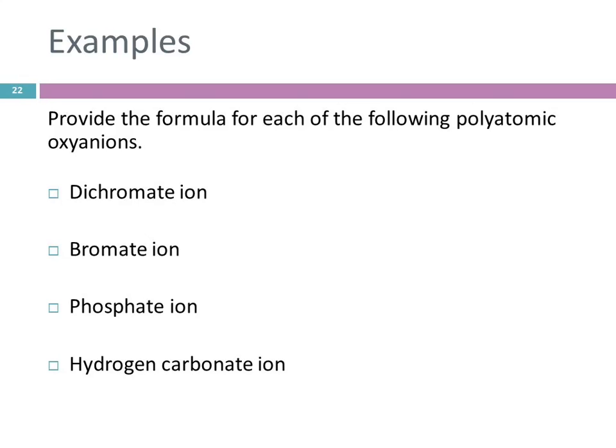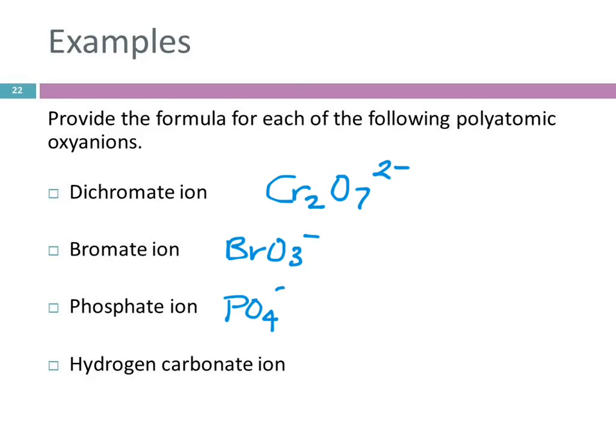Dichromate. Cr, because it's got chromium in it. Di is the Cr2, and that's O7, 2 minus. Bromate ion. That one's not in the table, but it follows the same pattern as chlorine. BrO3 minus. Phosphate ion. PO4 3 minus.